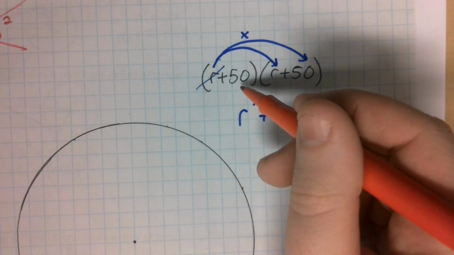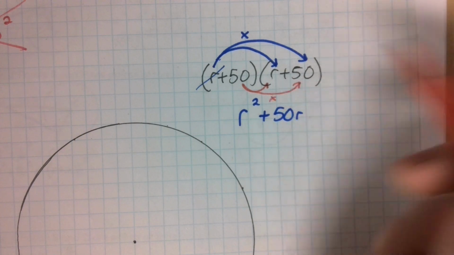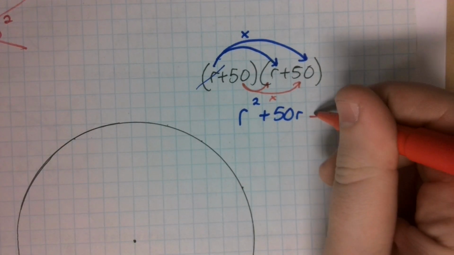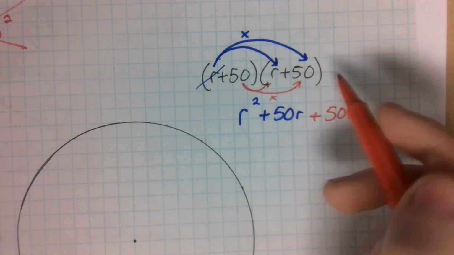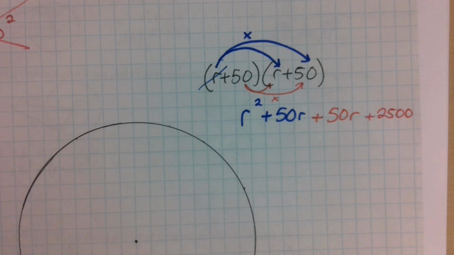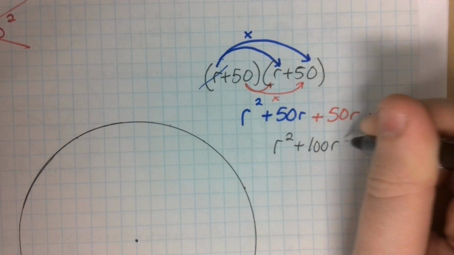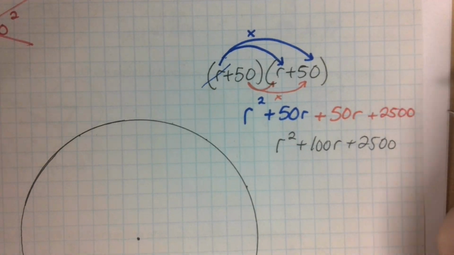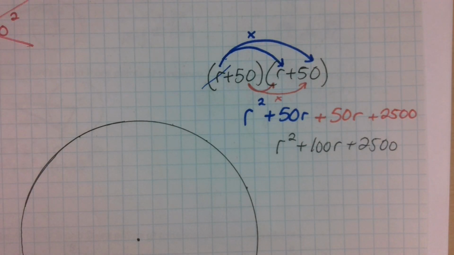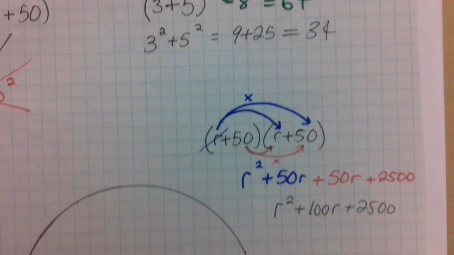Now, the only thing left to distribute is this 50. So we will distribute the 50 to everything in the second set of parentheses. 50 times r is just 50r, and 50 times 50 is 2,500. Last, we check to see if anything simplifies, and, well, it absolutely does in this one. We end up getting r squared plus 100r plus 2,500. Nice. So that's how we deal with (r plus 50) squared.